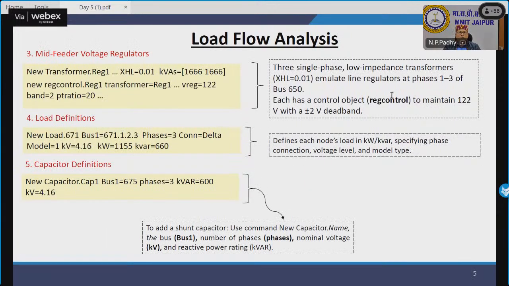Now, third, we move to the mid-feeder voltage regulators. You may have some voltage regulators in the network that need to be defined. Load definitions: loads need to be defined. Capacitor definitions: capacitor banks need to be defined. So three single-phase low-impedance transformers emulate the regulators, which is at the top, the voltage regulator that you have seen. That has been modeled, and then you define each node's load in kilowatt or kVAR. And finally the shunt capacitor, its reactive power rating, everything has been defined.